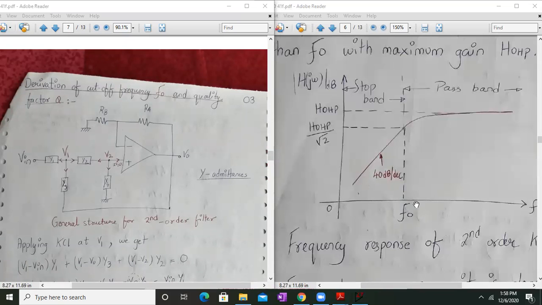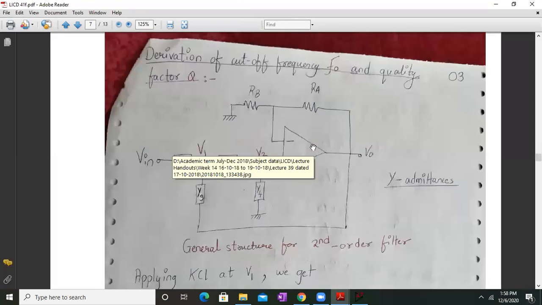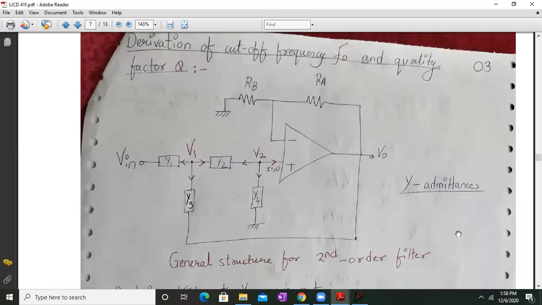At f equal to f0, you will have a cutoff frequency wherein your gain will be 3 dB down from the maximum gain, which is HOHP. HOHP is the pass band gain actually. The gain with which the second order high pass filter will pass the high frequencies is called the pass band gain.